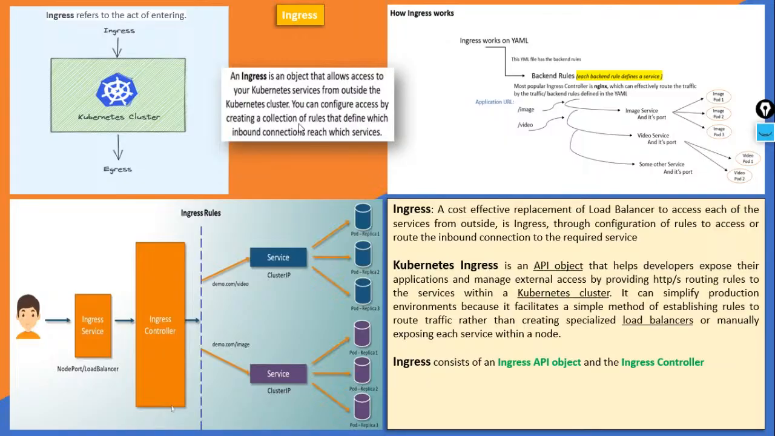So I am creating an ingress object, which is a collection of rules to access your Kubernetes cluster. You can configure access by creating a collection of rules that define which inbound connections reach which service. So there can be multiple services, each of the services taking you to different pods. This service, again, is an internal service, right? Cluster IP, as we have discussed, is an internal service. I want to access the Netflix videos.